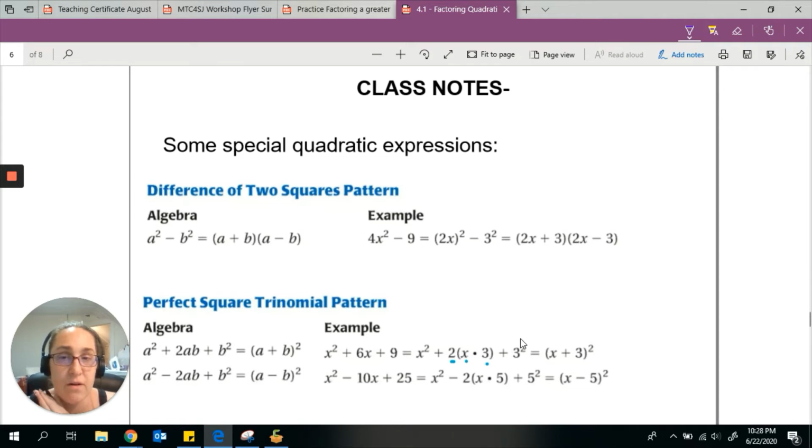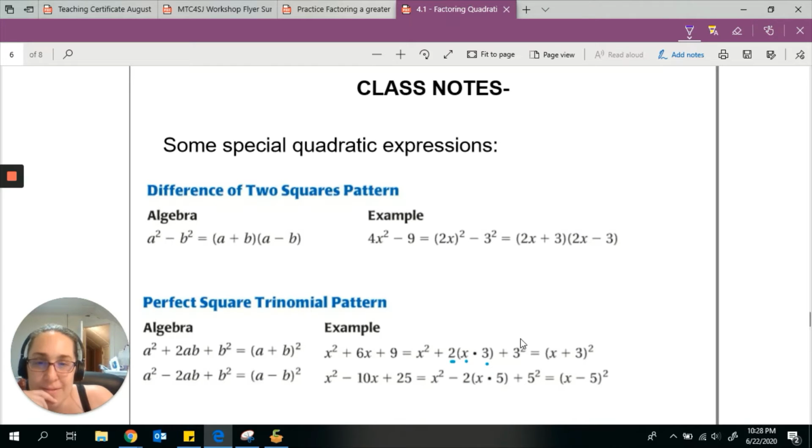All right, next we're going to talk about some special quadratic expressions. The first one is called the difference of two squares. We're looking at perfect squares that are subtracted. So the pattern here is a squared minus b squared. That always factors into a plus b times a minus b. Those are quantities in parentheses.